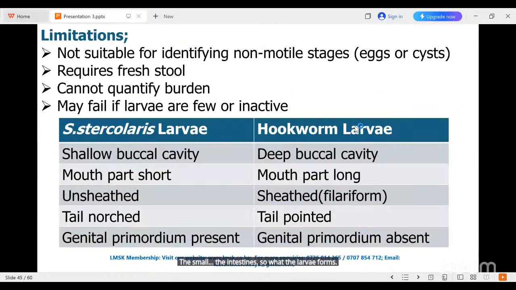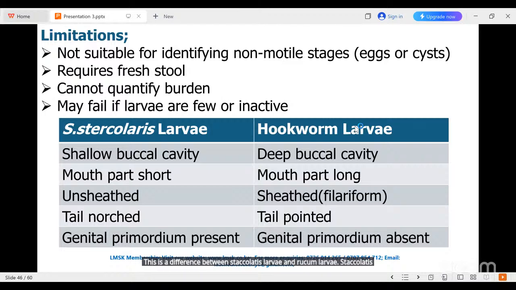The limitation is that this technique is not suitable for identifying non-motile stages like eggs and cysts. It requires fresh stool and cannot quantify burden. It may fail if the larvae were very few or inactive in that stool sample. These are the differences between Strongyloides larvae and hookworm larvae.